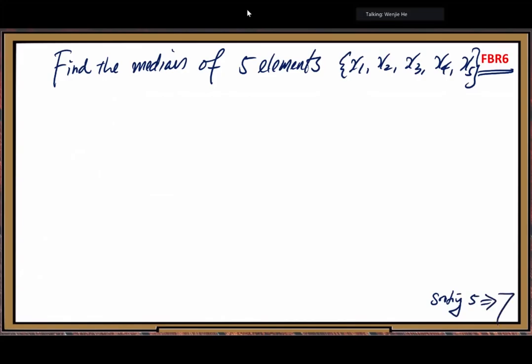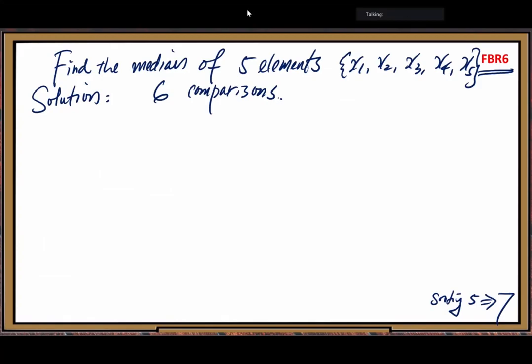Then finding the median, we should do better than 7. Otherwise, we could sort and pick the median immediately. So we should do at least 1 better than 7, and target 6 comparisons to find the median. Here I give you the answer, 6 comparisons. Now, let me show you the solution.